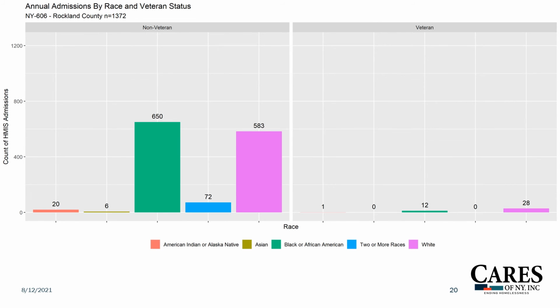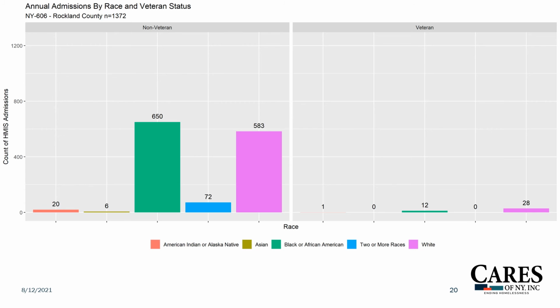In this visualization, we're looking at veteran status. And what we can conclude is although we're looking at nearly 1,400 client admissions, less than 45 admission records, less than 50 total, indicate that the client is a veteran. And of the veteran population, more than 2/3 of all veterans are white.